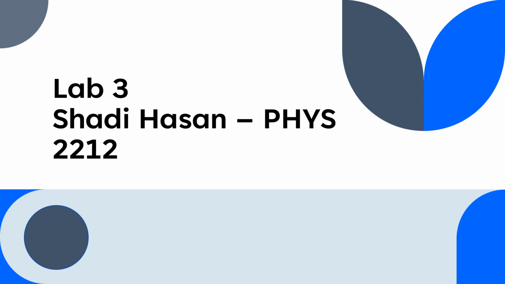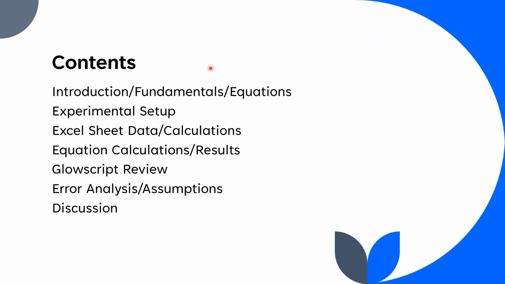Hello, this is lab number 3 in Physics 2212. It's a little table of contents to go over what we're doing in our lab. So: introduction, experimental setup, the Excel sheet, equation calculations, full script review, the error analysis, and the discussion at the end.